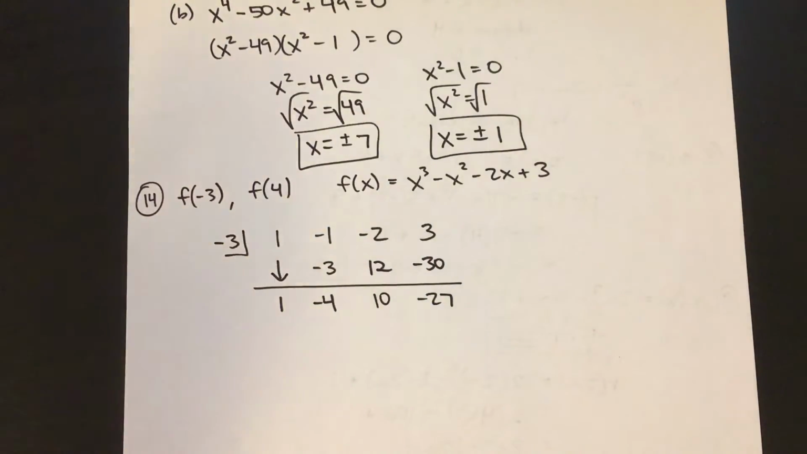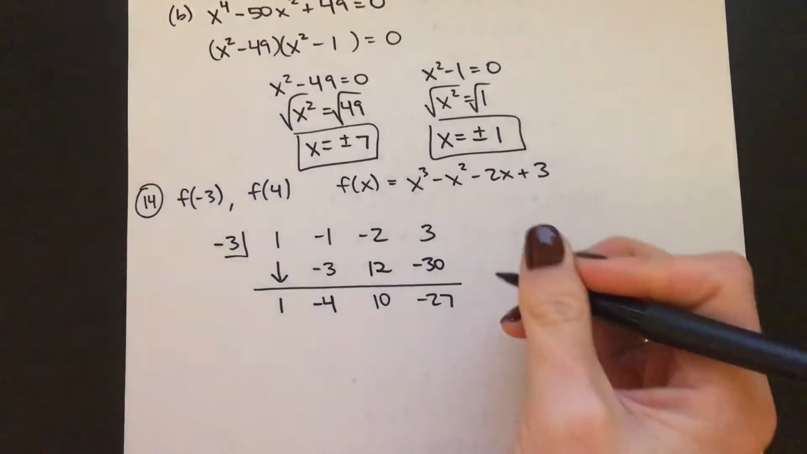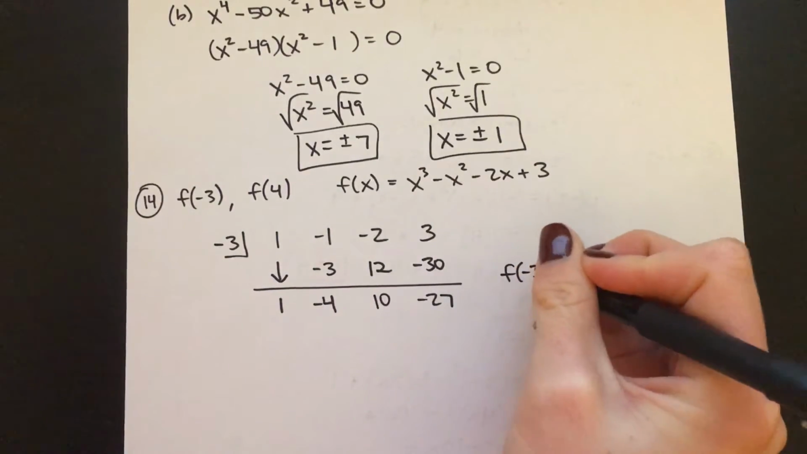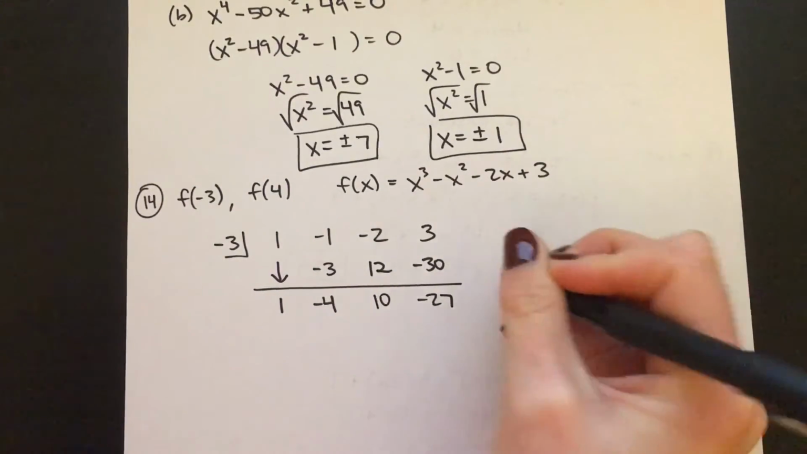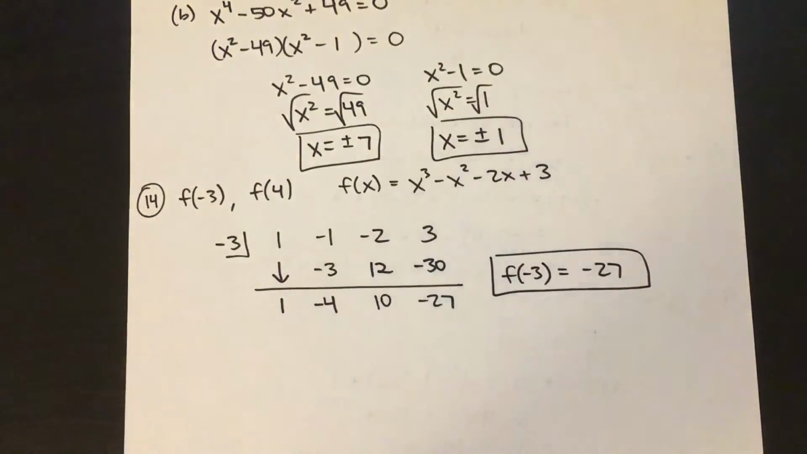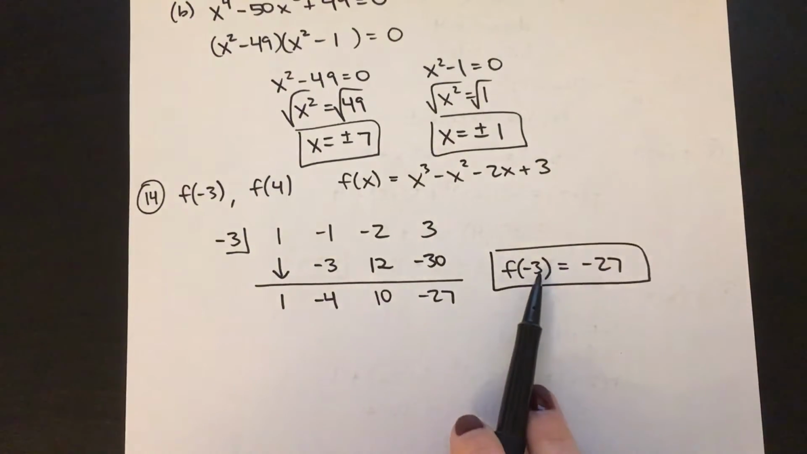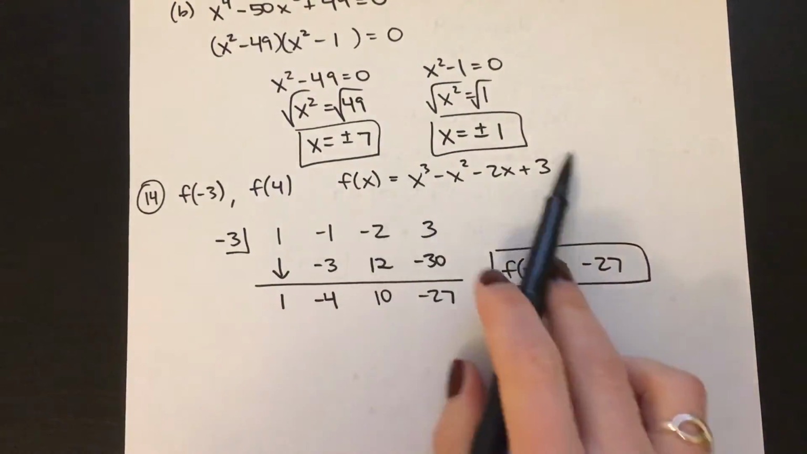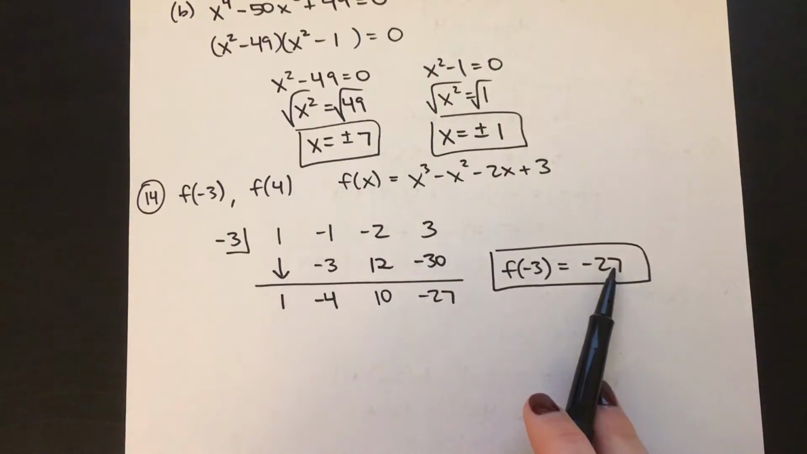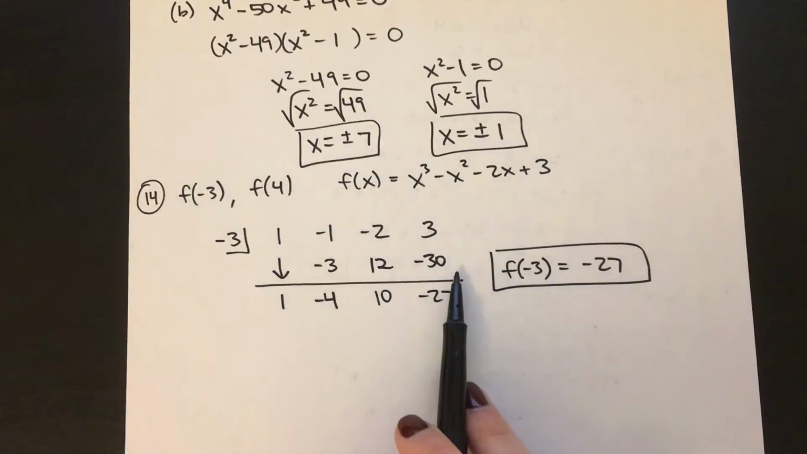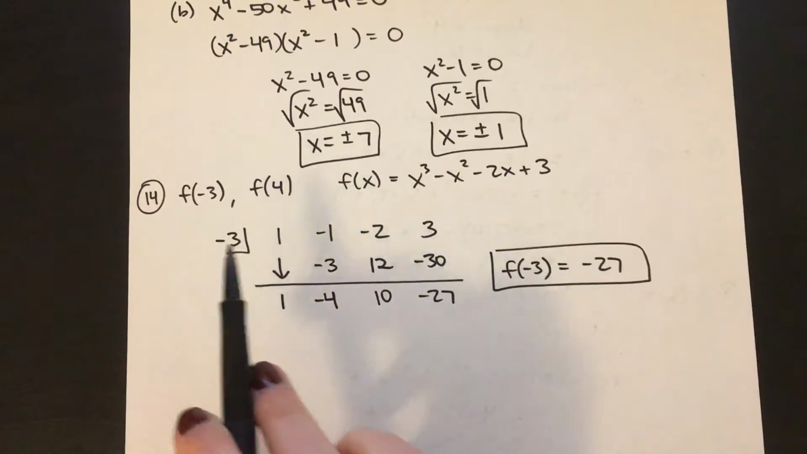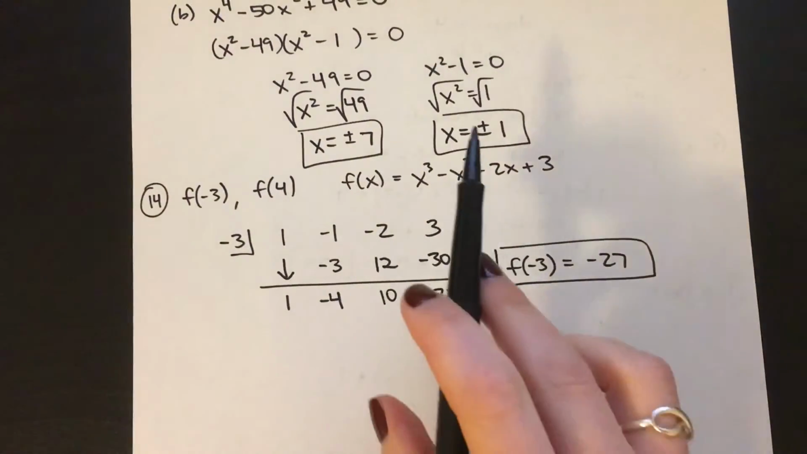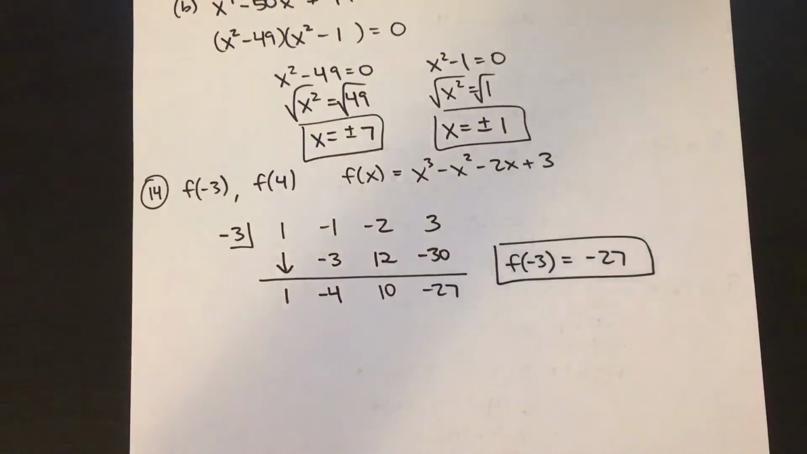So synthetic substitution, like I said, the process is the same, but your answer is different. All you want for your answer is just the remainder. So this would be your answer for negative 3. And that just means if I were to plug negative 3 into this equation right here, I would get negative 27. This is just kind of a pattern that people notice: when you do synthetic substitution, the remainder ends up being the same thing you would get if you just plug that value in.